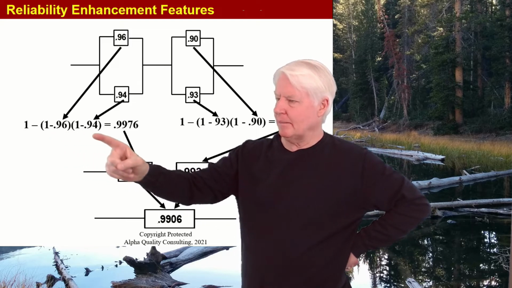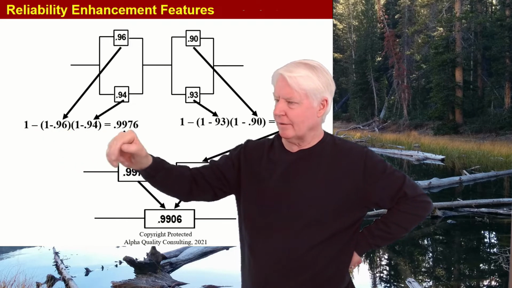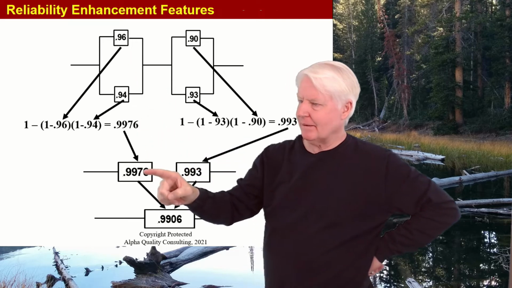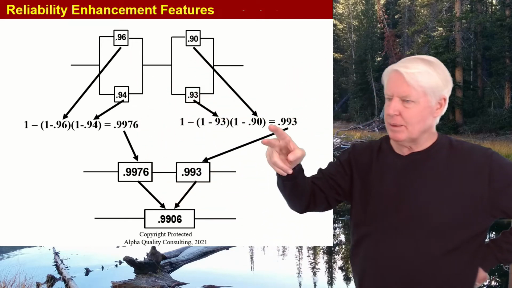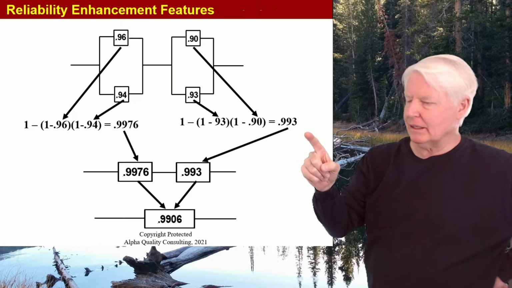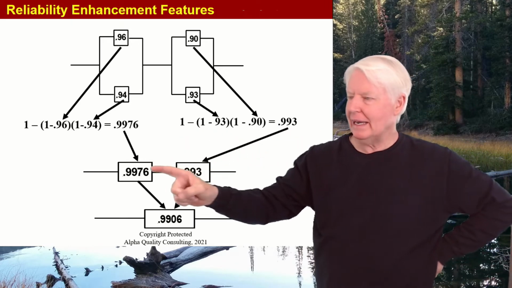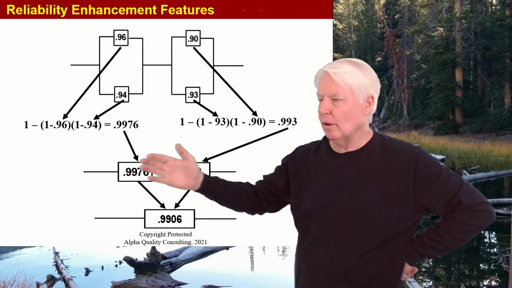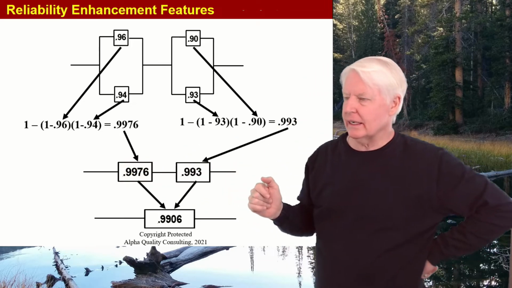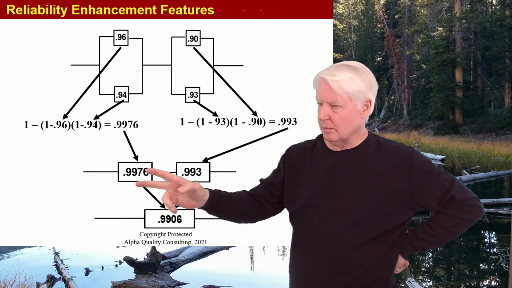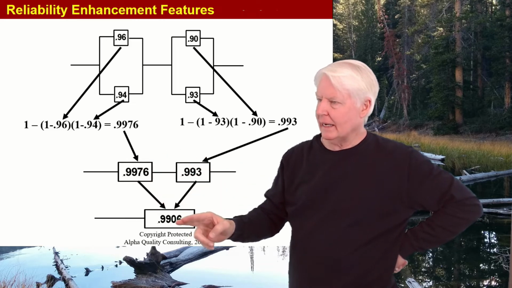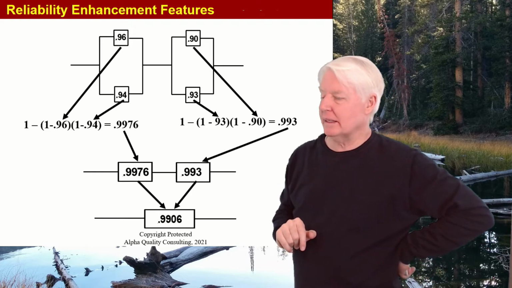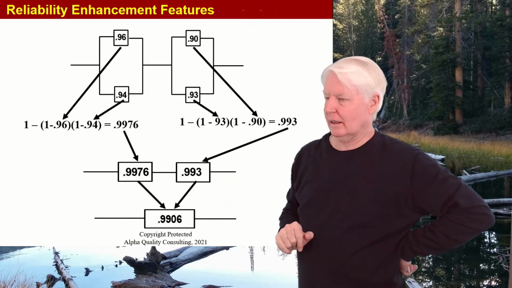I multiply that out and subtract it from 1, and I get 0.9976 for this part of the system. Then I do the same thing for this part and get 0.993. That simplifies into a series circuit, which, as you know, you calculate by multiplying the two together. That gives you the reliability of this system when the enhancement is functioning correctly.